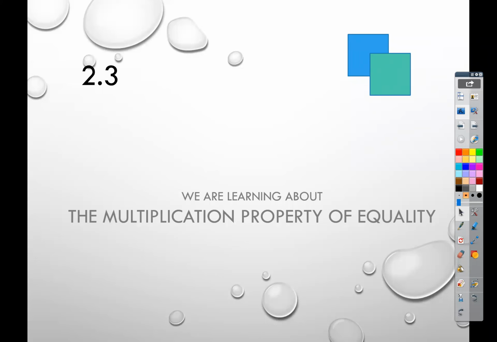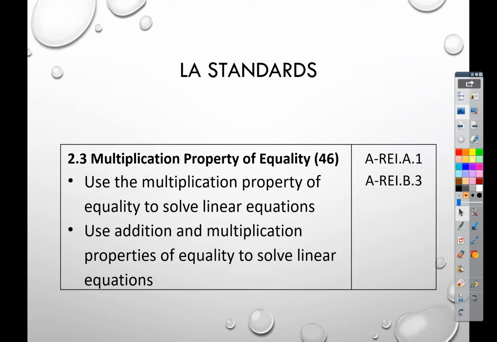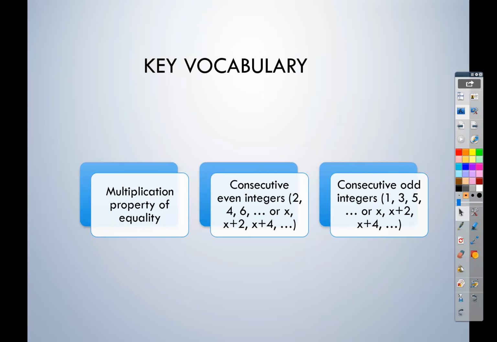Okay, we are learning about the multiplication property of equality. I know I've got this when I can use the multiplication property of equality to solve linear equations, use both the addition and multiplication properties of equality to solve linear equations, and write word phrases as algebraic expressions. So our key vocabulary of multiplication property of equality, that means that you can multiply the same thing by both sides of the equation and the equation stays equal.